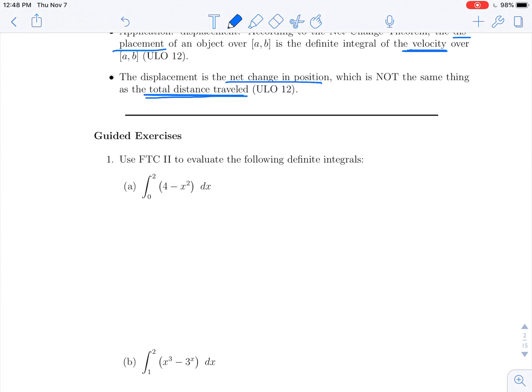Guided exercise number 1 says use FTC2 to evaluate the following definite integrals. And the first one is the definite integral from 0 to 2 of 4 minus x squared dx. And so what FTC2 says is, we'll do some scratch work for this one.